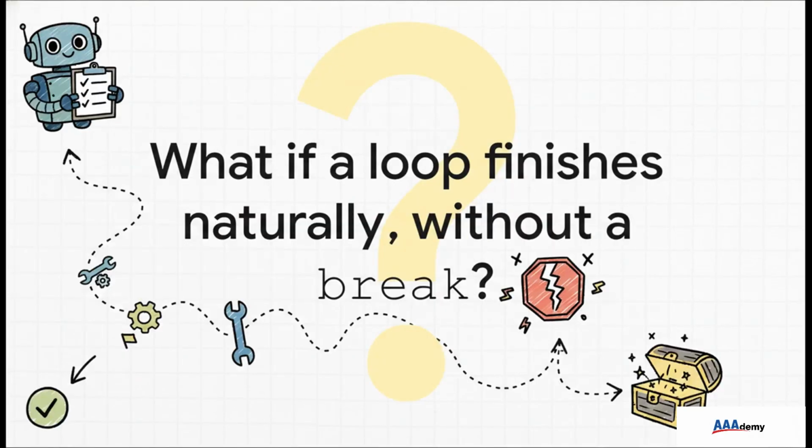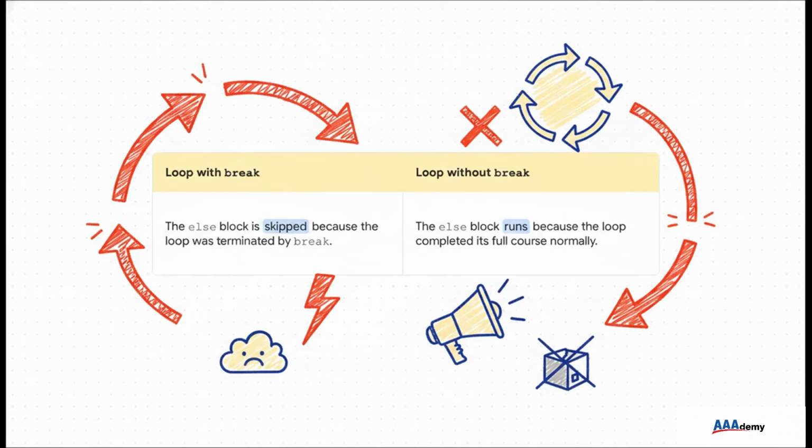Okay, this next part leads to a really cool, kind of unique feature in Python. What if you want your robot to do something special, but only if it completed its entire checklist without any emergencies? You know, without ever having to hit that break button. And Python's solution is just brilliant. You can add an else clause right onto a loop. Look at this. On the left, the loop hits a break, so the else block is totally ignored. But on the right, the loop finishes its entire run normally, and then the else block runs. It's the perfect way to have success code that only executes when everything went according to plan.